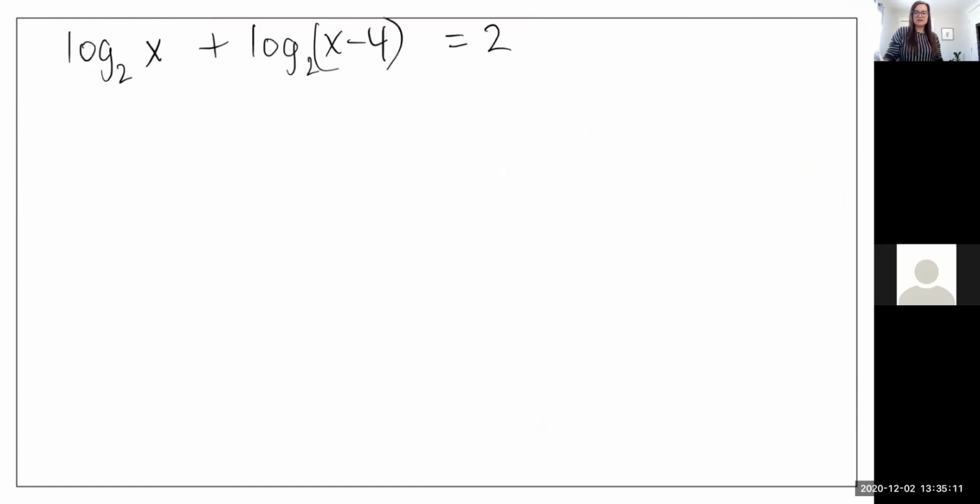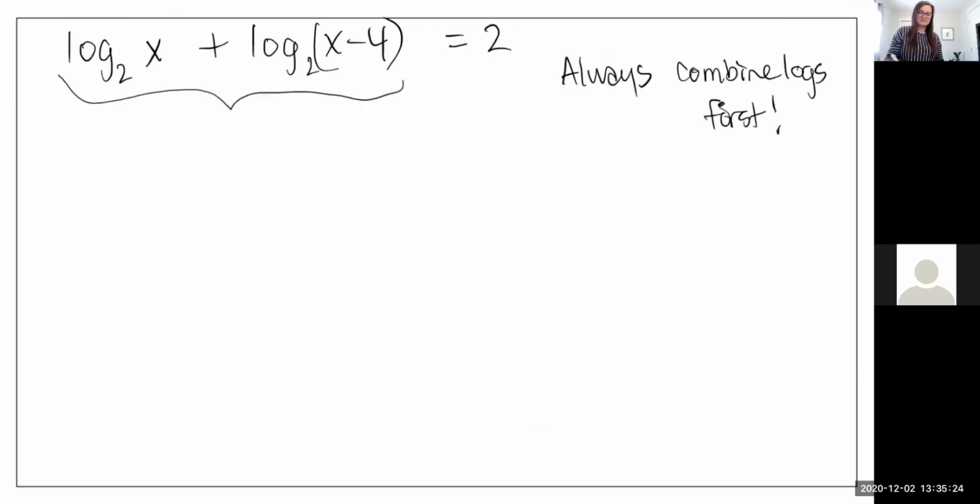So what that means is always combine your logs as much as possible, right? So if you combine these, that'll be log base 2 of, it's a plus. So that means we're going to multiply, right? So if we multiply the inside, that'll be x times x minus 4 in here.